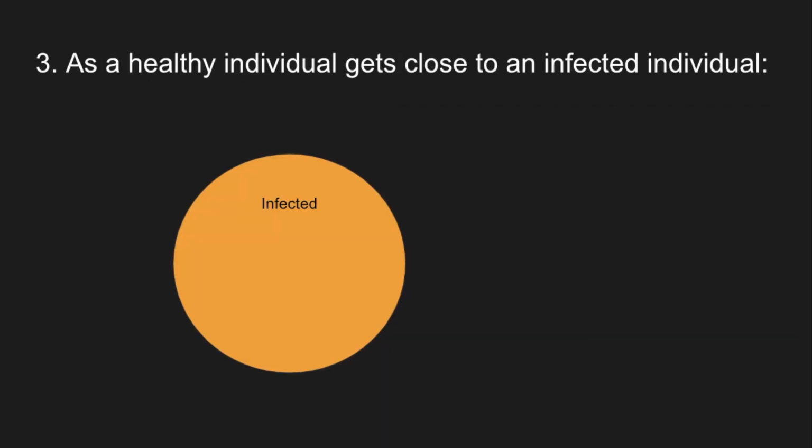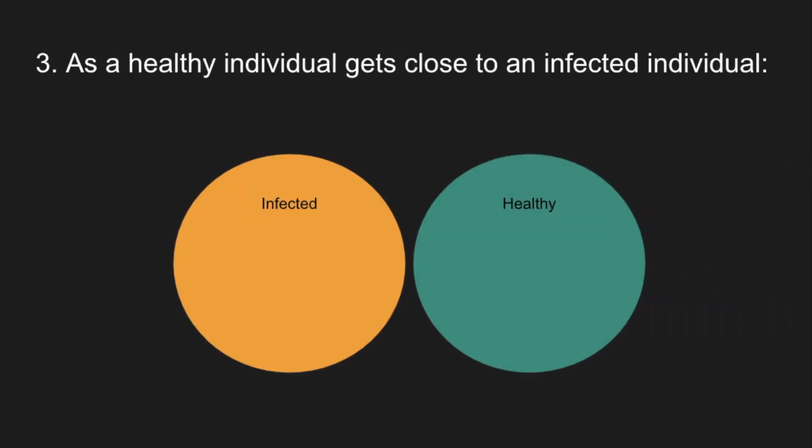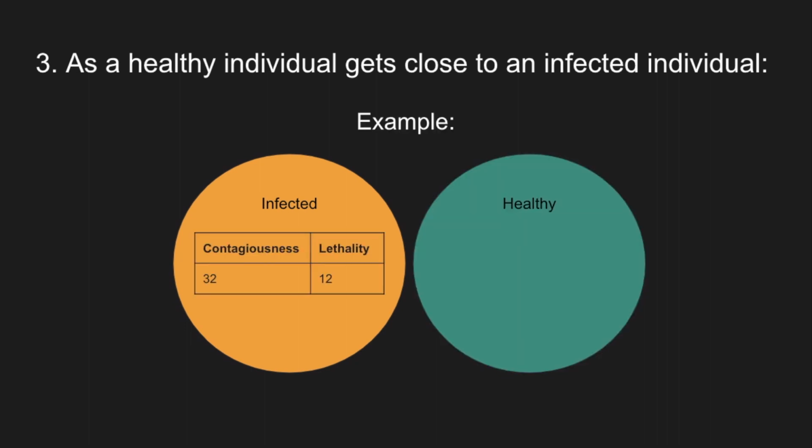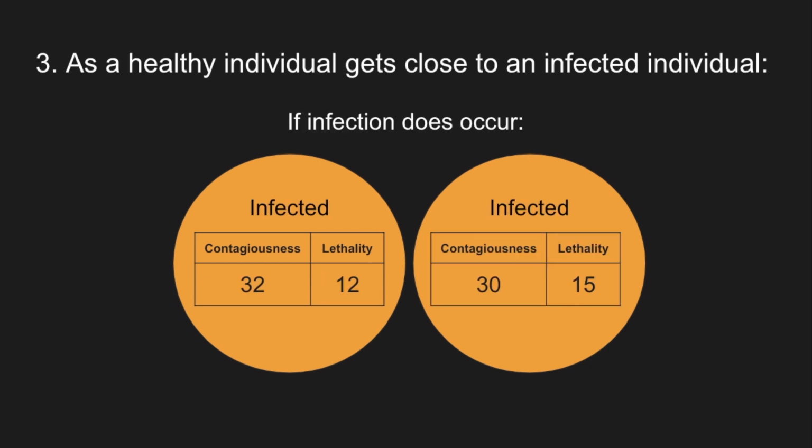Okay, so as a healthy individual gets close to an infected individual, the following may occur. So the healthy individual may become infected. Now the probability of infection is dictated by the virus's contagious level. So for example, for a virus with the numbers, again, 30 to 12, there's a 30% chance for the healthy individual to contract this virus. Now, if infection does occur, then the infected individual will carry a mutated virus that is close but not identical to the infecting virus. So for example, if the original virus's numbers are again 30 to 12, then the mutated virus's numbers may be 30, 15. You can see these numbers are close but not identical.